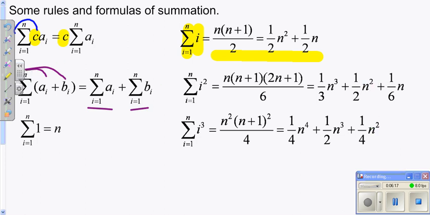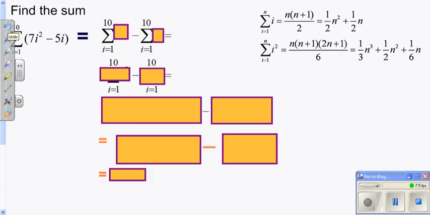So the next one down is the sum of i squared. There's two different options there. And the bottom one down is your sum of i cubed. And there's two options there for you. So let's go ahead and use those formulas to work out the answer for this sum.